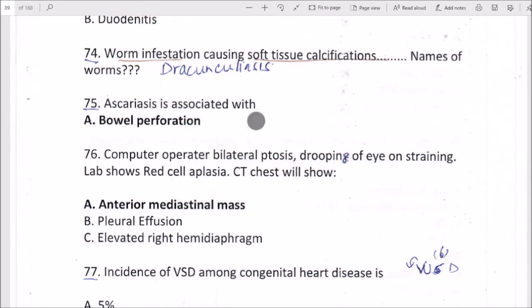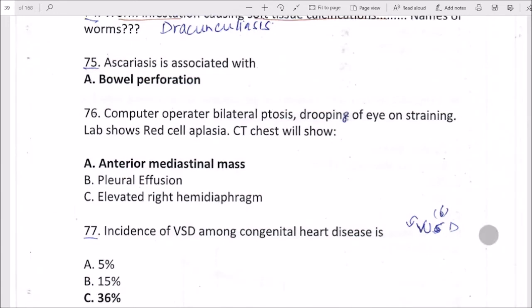75. Ascariasis is associated with bowel perforation. 76. Computer operator with bilateral ptosis worsening on straining. Lab shows red cell aplasia. CT chest will show an anterior mass. There is thymoma. Thymoma is associated with red cell aplasia.